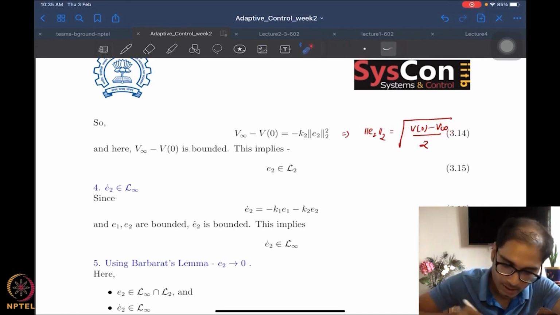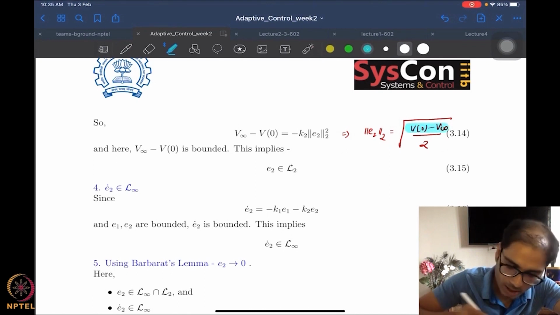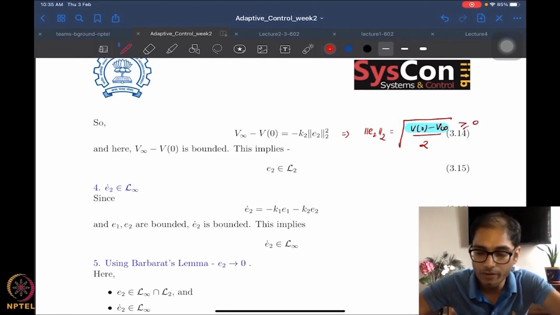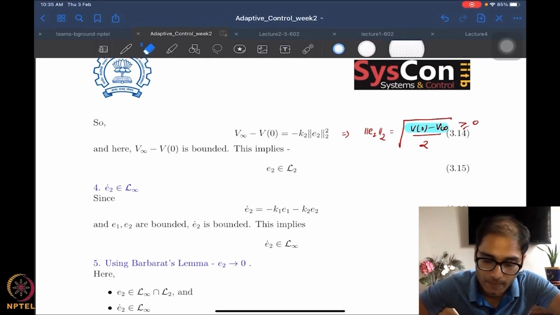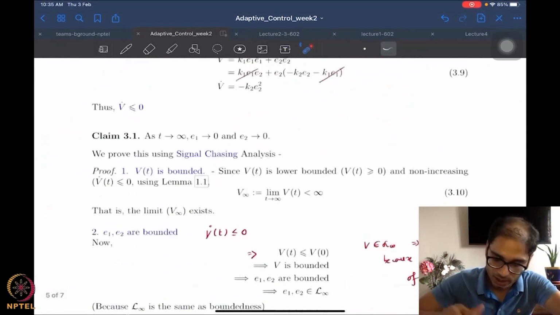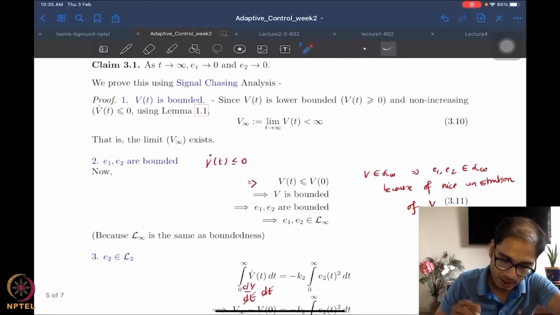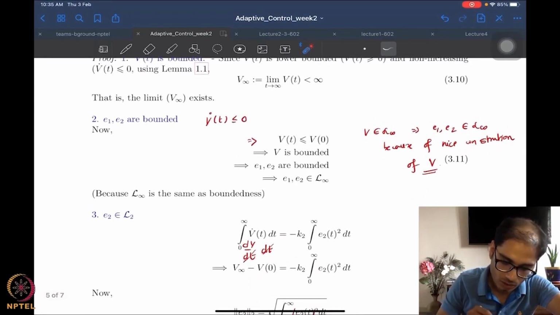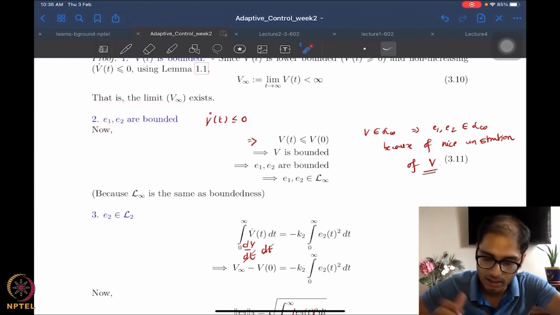That quantity on the top is in fact greater than or equal to 0. So we don't have to worry about imaginary numbers coming out of this. Why? Because V is a non-increasing function by our step number 2. V is non-increasing. We just said it here.